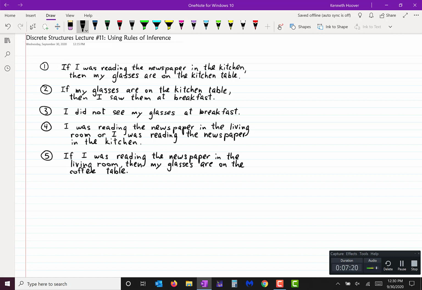Okay, did you figure it out? If you haven't figured it out yet, then pause the video and finish figuring out where your glasses are, and then start the video up again, okay? If you concluded that your glasses are on the coffee table, then you are correct. That's where the glasses are, on the coffee table.